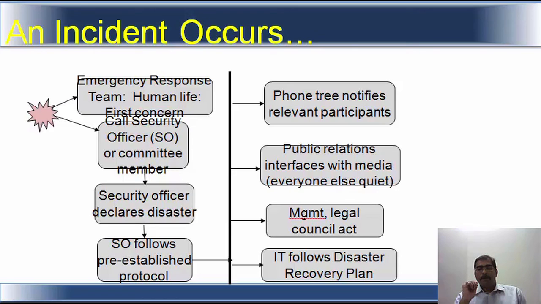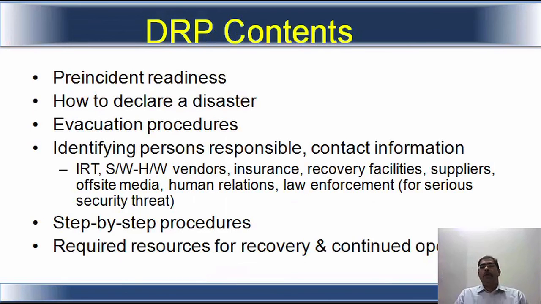Then the IT follows the disaster recovery plan. The management and legal counsel act if there is a legal violation happening or if there is a legal liability. The public relation interacts with the media or interfaces to the media, so everybody doesn't go and talk about the incident. Then the phone tree notifies relevant participants. So there will be an escalation procedure where it will be specified whom to contact, when, how.